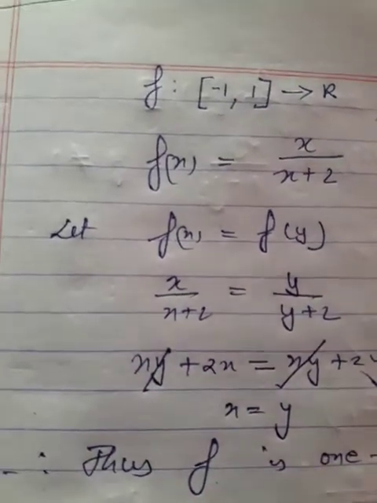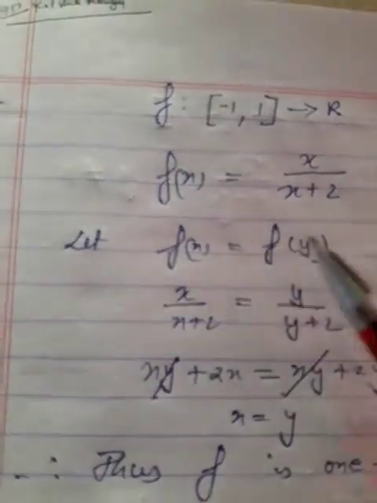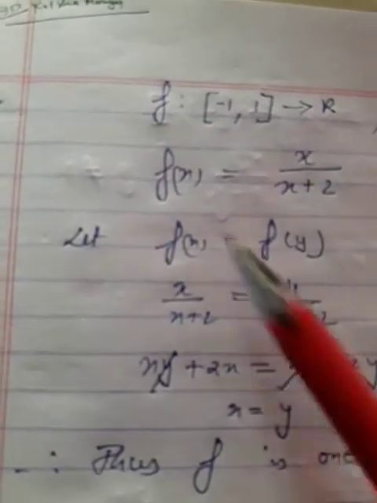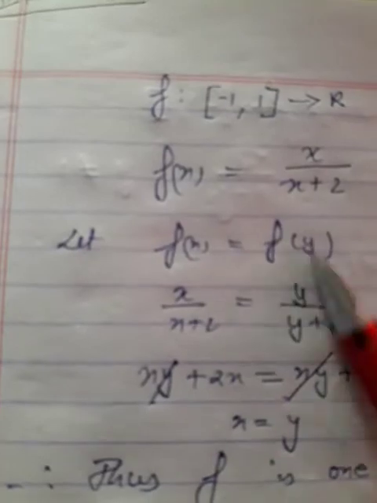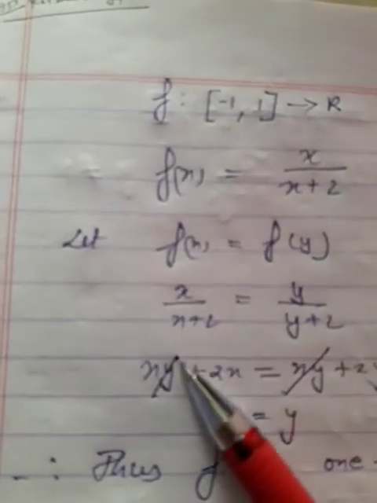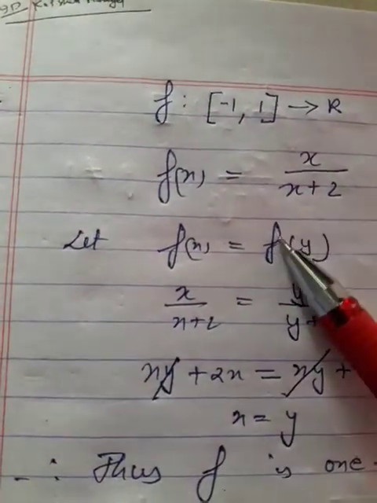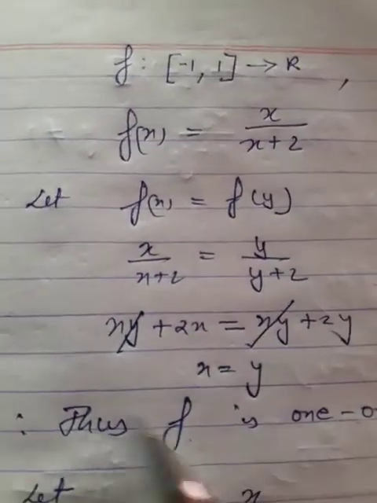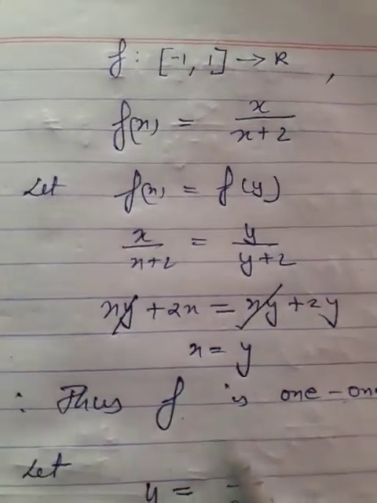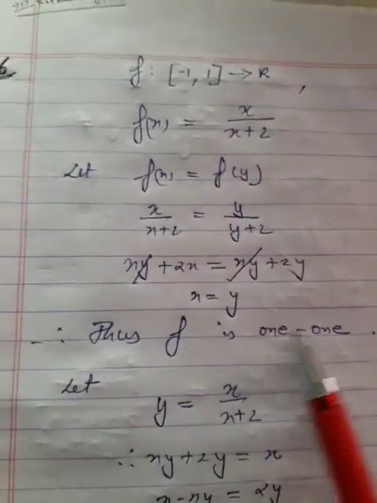So for two different values we get two different values, and for two same values we get the same values. It means this function is 1-1. For a unique value we get a unique solution. Thus f is 1-1, so the first part is proved. So f is a 1-1 function.